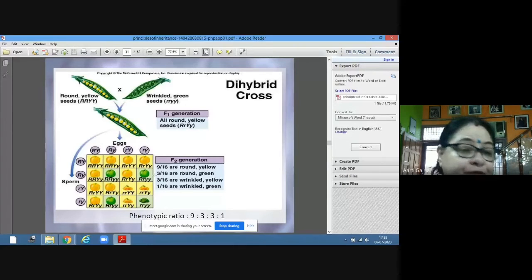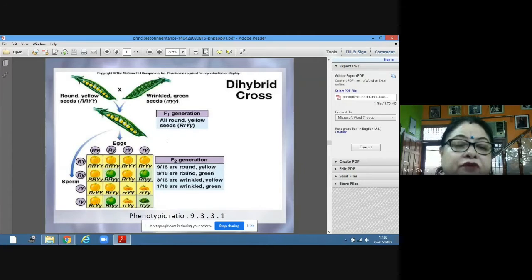Now, what is the probability of genotype and phenotype? That we can see from this Punnett square. What is the probability? Capital R, capital R, capital Y, capital Y. Capital R, capital R, capital Y, small y. Capital R, small r, capital Y, capital Y. Capital R, small r, capital Y, small y. Like this, these were the results. Now, how many total were formed? 16. These are total 16.